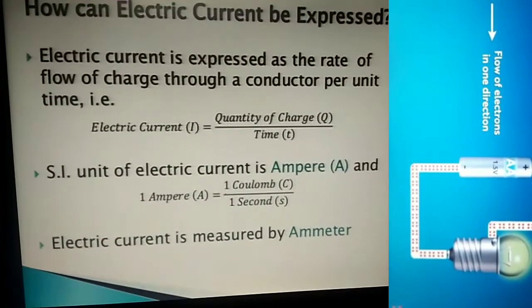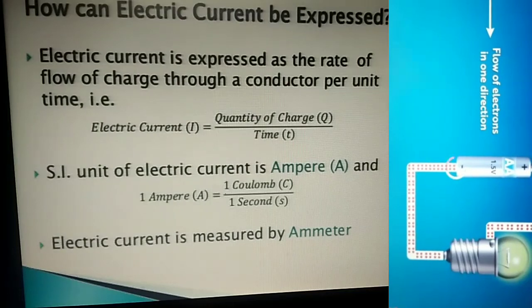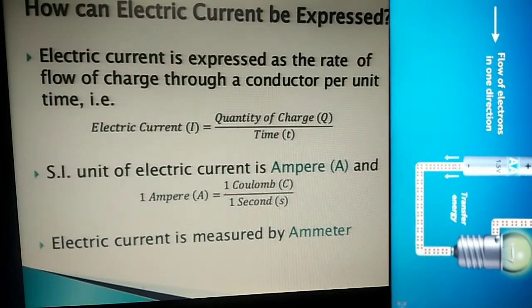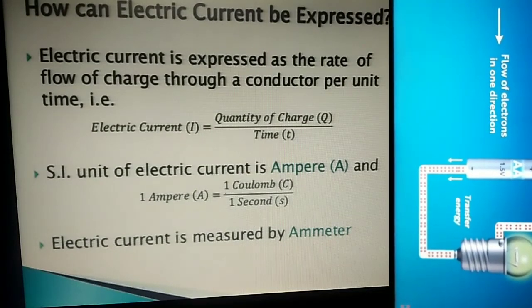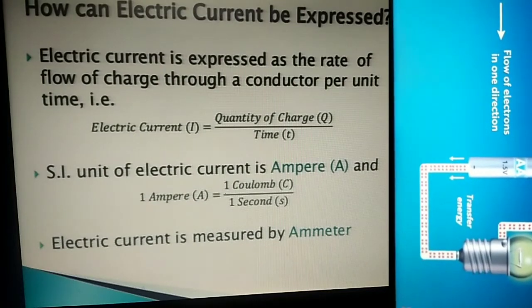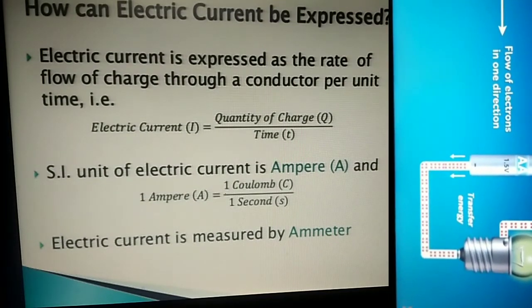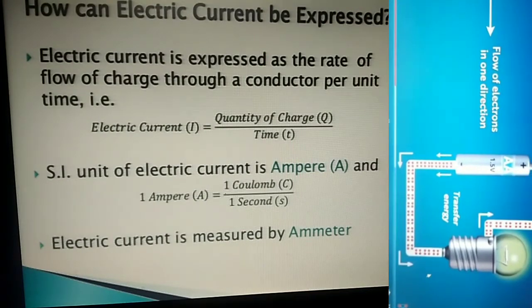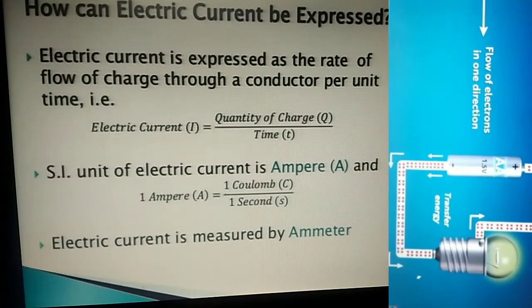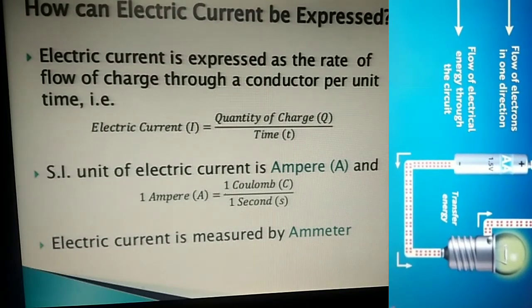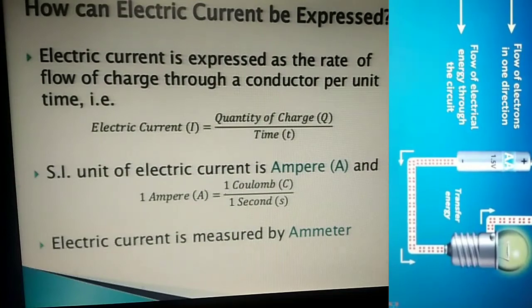How can electric current be expressed? Electric current is expressed as the rate of flow of charge through a conductor per unit time. That is, electric current I is equal to quantity of charge Q by time T. The SI unit of electric current is ampere and is designated by capital A, and 1 ampere is equal to 1 coulomb per 1 second. Electric current is measured by ammeter.